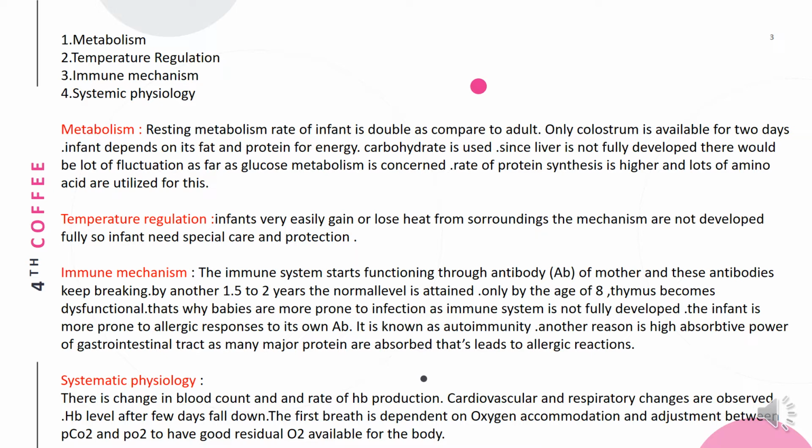Immune mechanism. The immune system starts functioning through antibodies (AB) of the mother, and the antibodies keep breaking down. By another 1.5 to 2 years, the normal level is attained. Only by the age of 8 does the thymus become fully functional. That is why babies are more prone to infection, as the immune system is not fully developed.